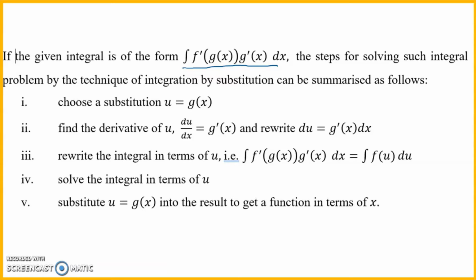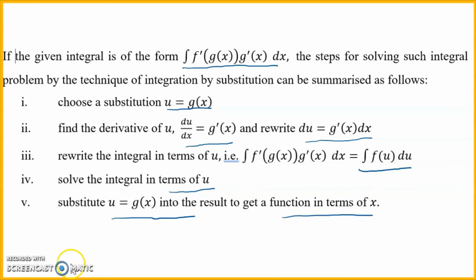First, we choose the substitution u equal to g of x. Then we find the derivative of u, which means we differentiate g of x. Then we rewrite du equal to g prime of x dx. Then rewrite the integral in terms of u and solve the integral in terms of u. And finally, replace u equal to g of x into the result so that we get back a function in terms of x.